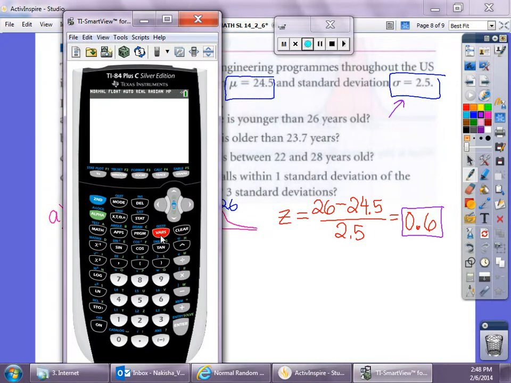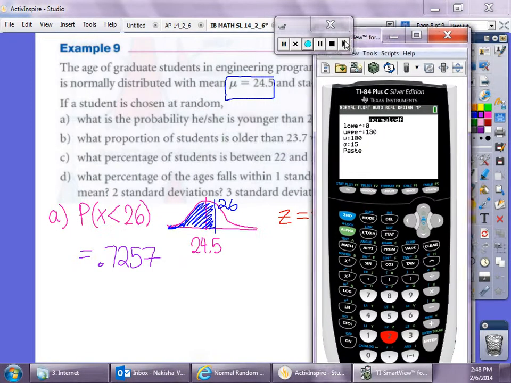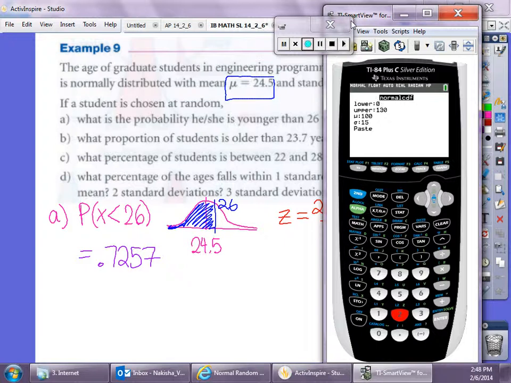Second, vars. normalcdf is number 2. So looking at my graph right here, I'm going to pick a number that is many standard deviations away. The standard deviation was 2.5, so I could easily pick 0 again. I'm going to a maximum of 26. So these are the x values that I'm using. My mean was 24.5, and my standard deviation was 2.5.